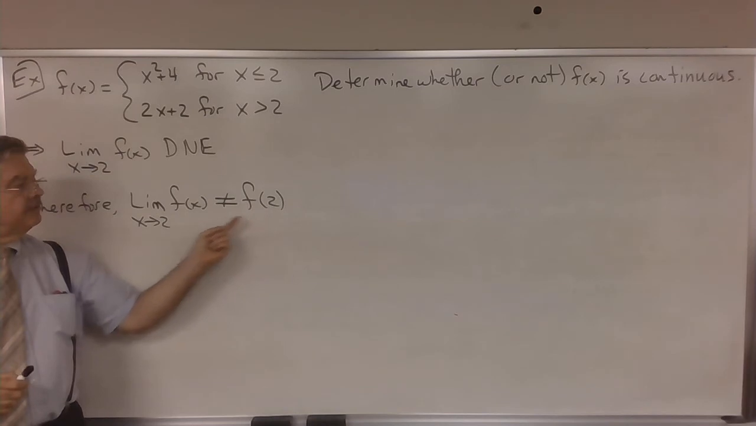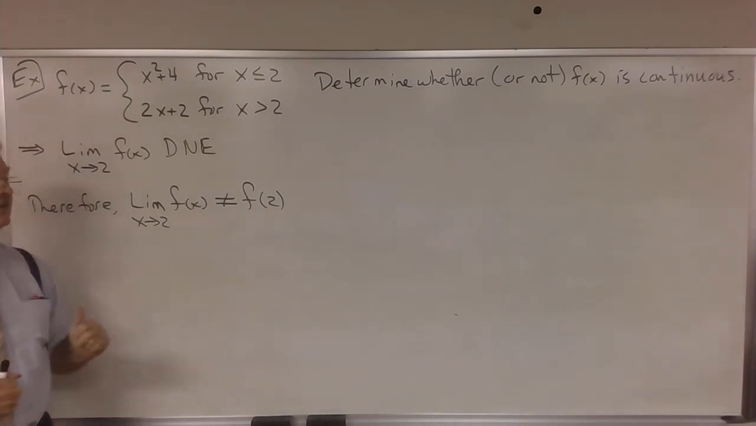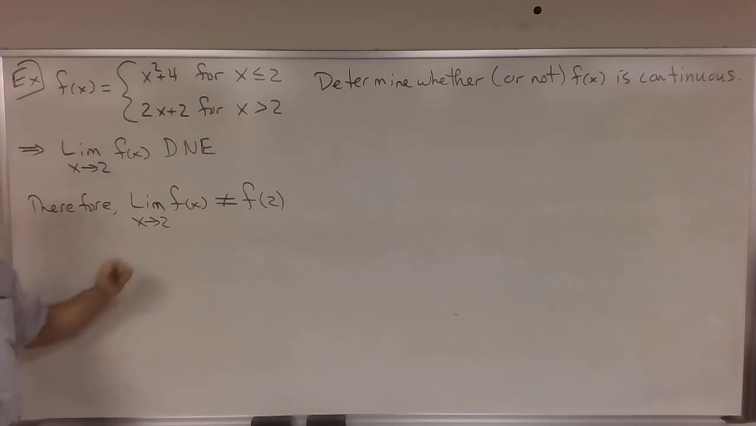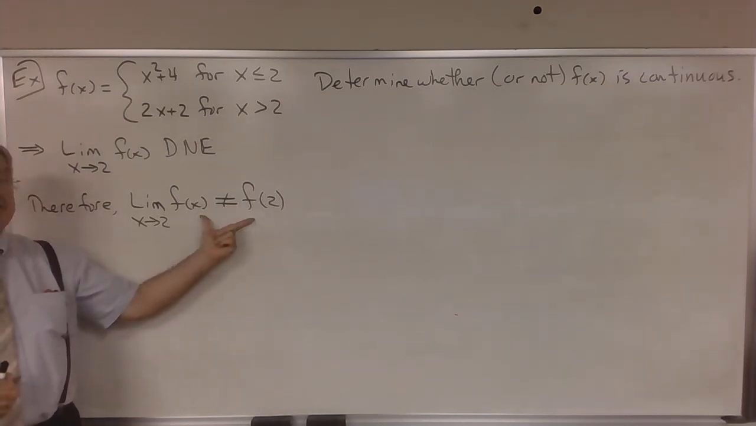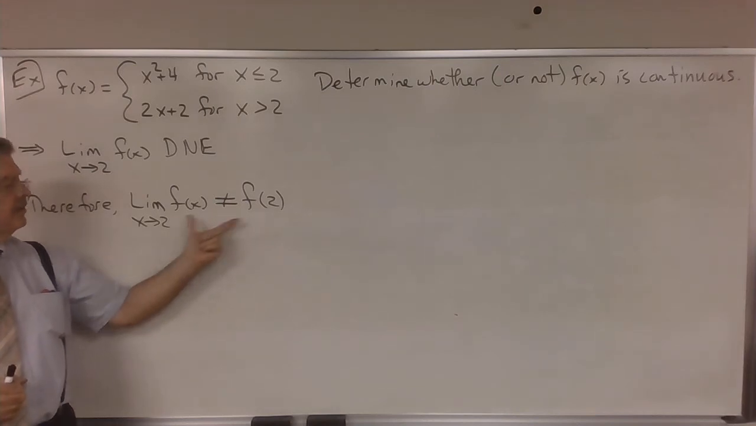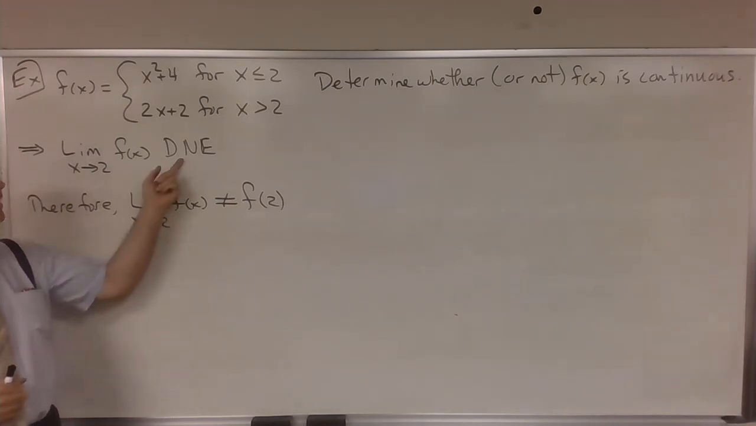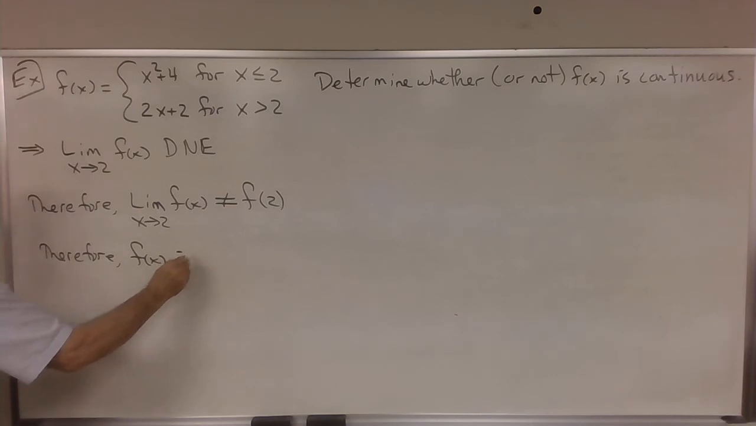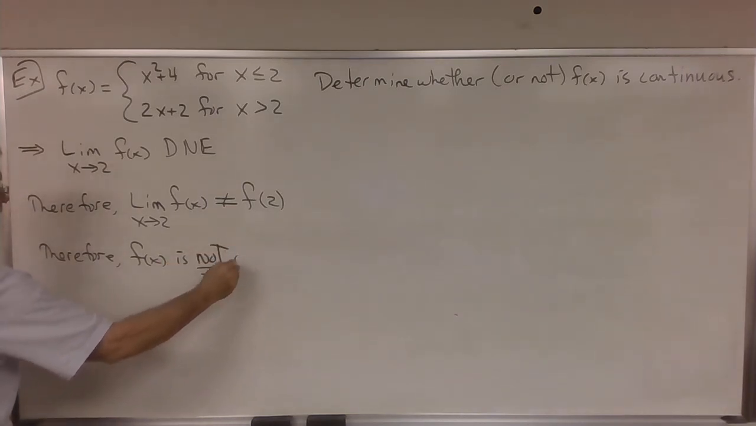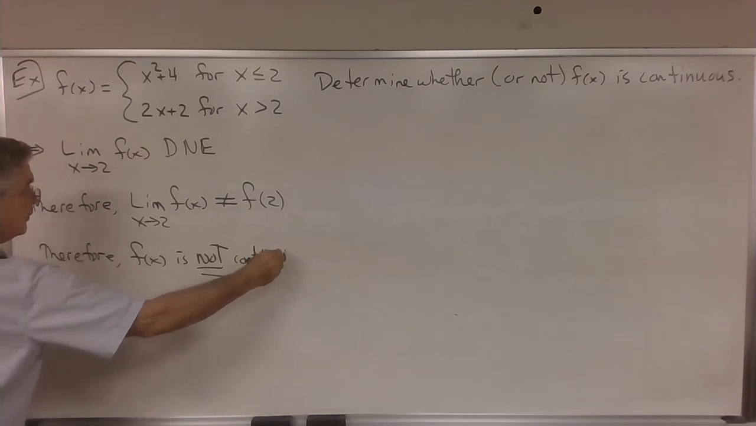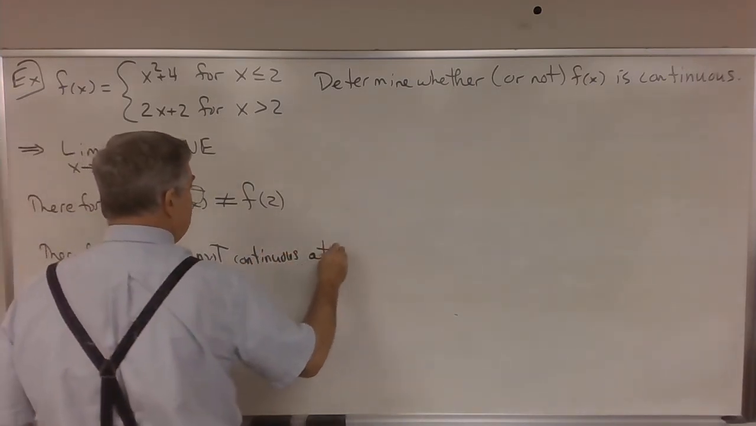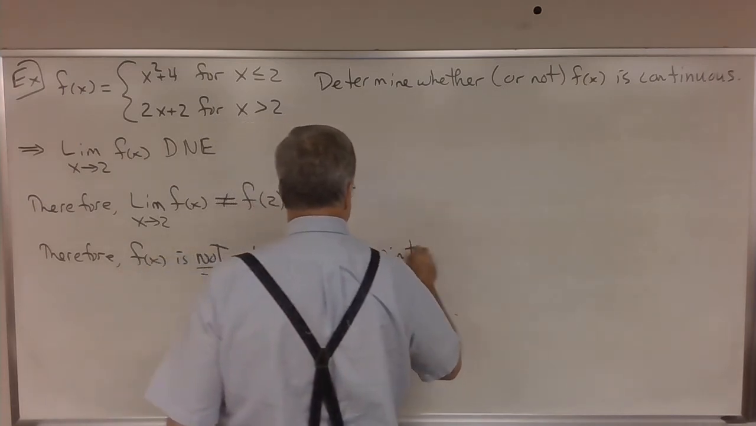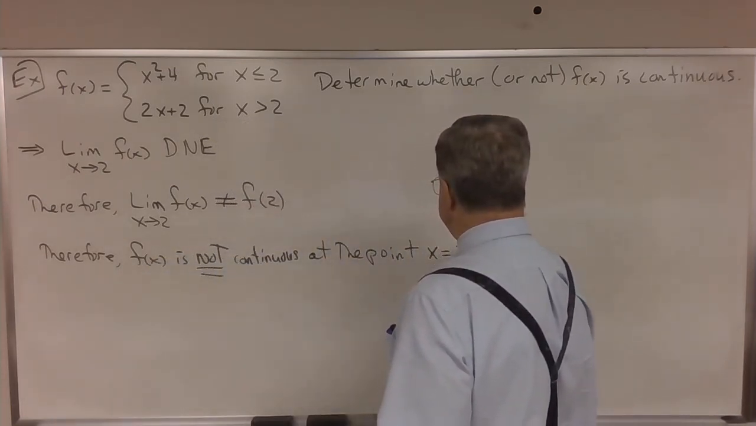If these two things were equal, then f of x would be continuous at the point x equal 2. But these two things aren't equal. How can these things be equal when this thing, the limit, doesn't even exist? So this is our final therefore. F of x is not continuous at the point x equal 2.